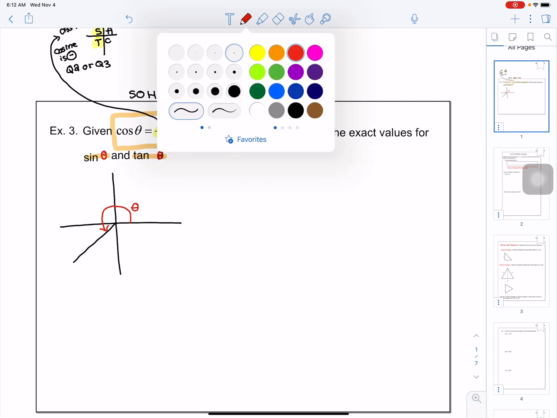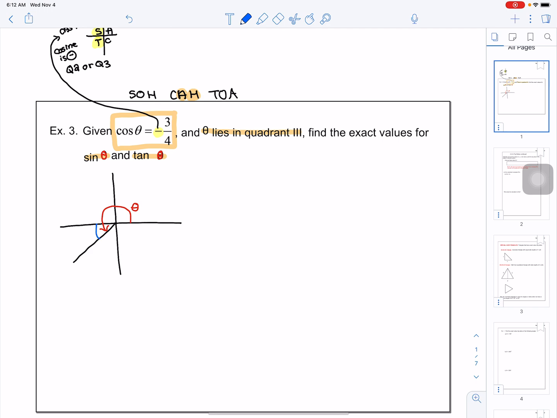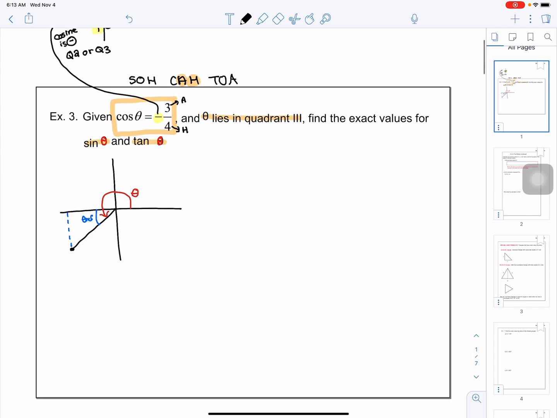And in order to do that, we need to look at our reference triangle, which would be theta reference right here. I'm going to create a reference triangle by dropping down that terminal arm to the closest x-axis. And I'm going to put the values on here. So this 3 represents my adjacent side, and this 4 represents my hypotenuse side. So here's theta reference. Opposite would be nothing. Adjacent would be 3, and hypotenuse would be 4.